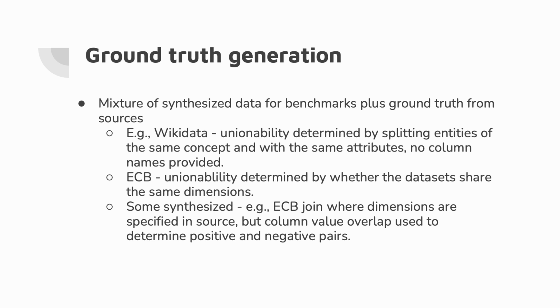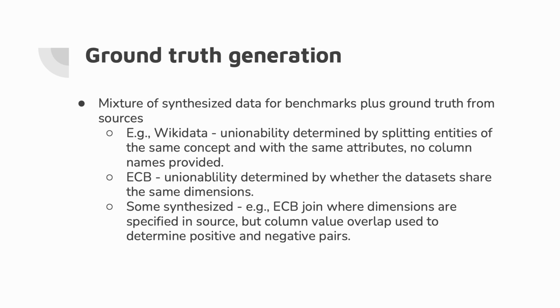To determine the ground truth, we used a mixture of synthesized data for building the benchmarks, and when we could get ground truth from sources, we used that. So, for example, for unionability over Wikidata, we determined it by splitting entities of the same concepts and insisted that the attributes were exactly the same. We did not provide column names, to make the task harder for the representational systems.